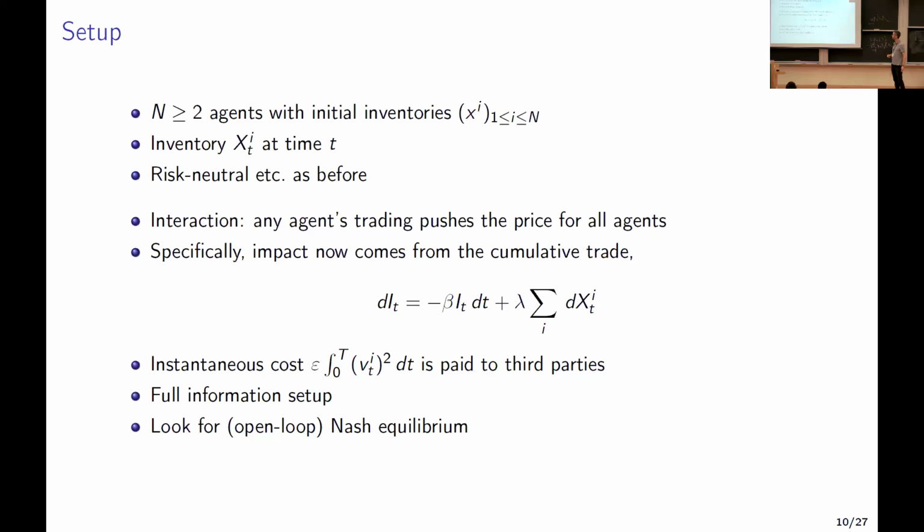Okay. We're going to be looking for open loop Nash equilibrium and emphasize this is the full information setup. Okay. This is actually a big caveat. Okay. So we're assuming that everyone knows who else is in the market and their inventories. This is probably not what's happening. But it's the easiest setup to analyze for sure.